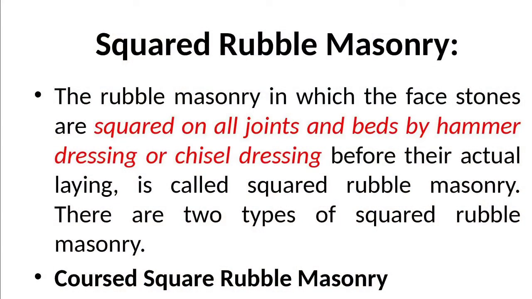Next one is squared rubble masonry. The rubble masonry in which the face stones are squared on all the sides and beds by hammer dressing or chisel dressing before their actual laying is called squared rubble masonry. There are two types: coursed squared rubble masonry and uncoursed squared rubble masonry.